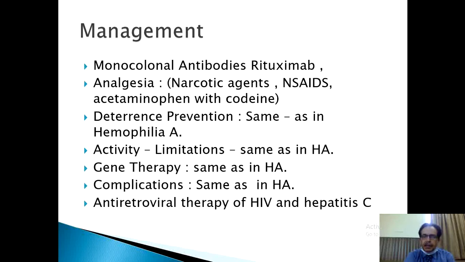Then gene therapy is similar to hemophilia A, and complications are similar as in hemophilia A. And then you treat concomitantly if the patient of hemophilia B is simultaneously suffering from hepatitis B, you treat it with antiviral therapy, and if the patient is suffering from HIV or AIDS, then you treat it with antiretroviral therapy.